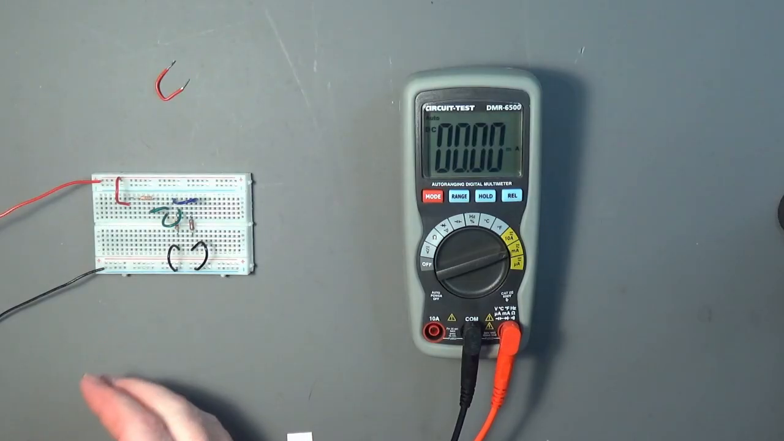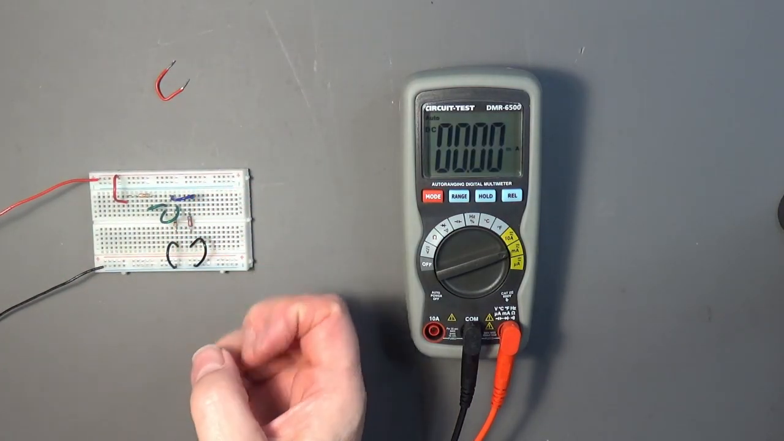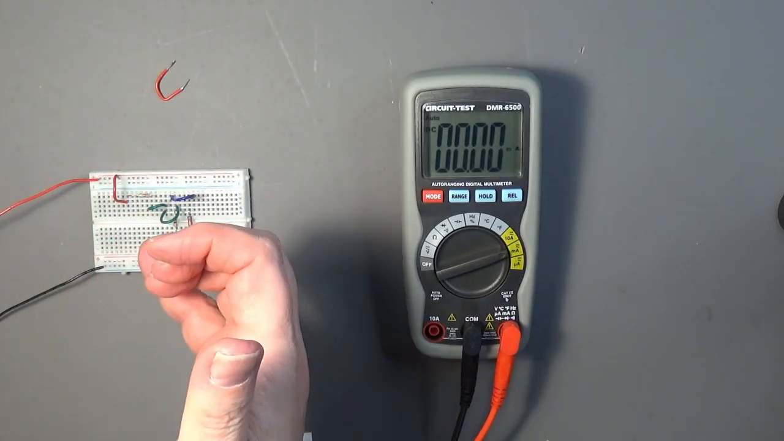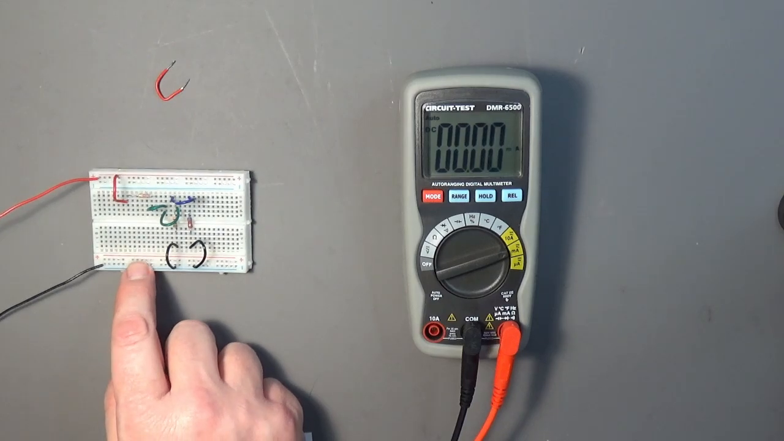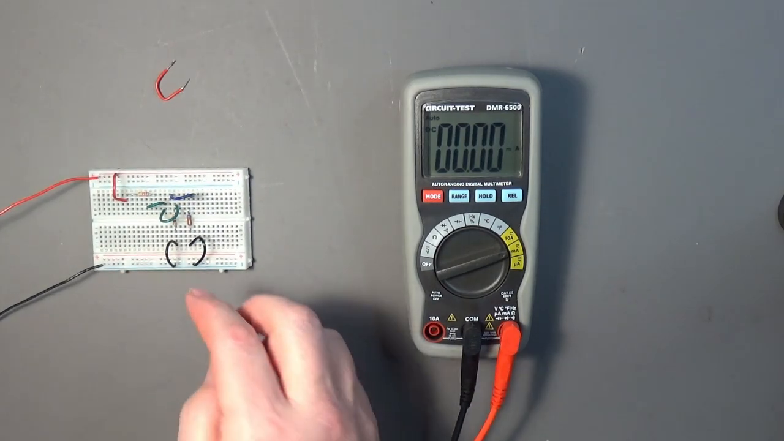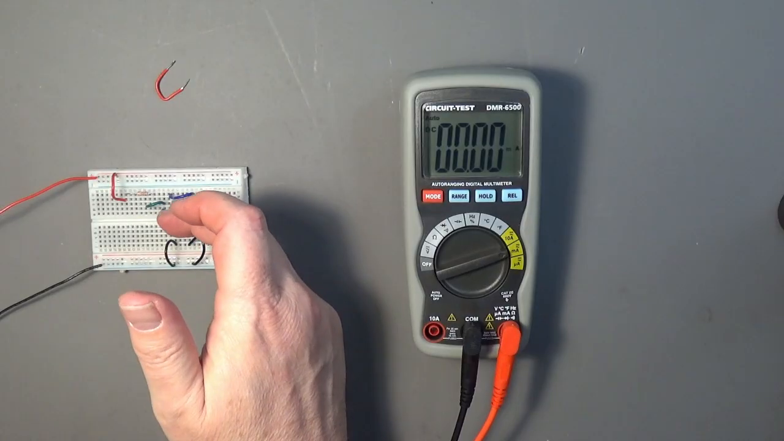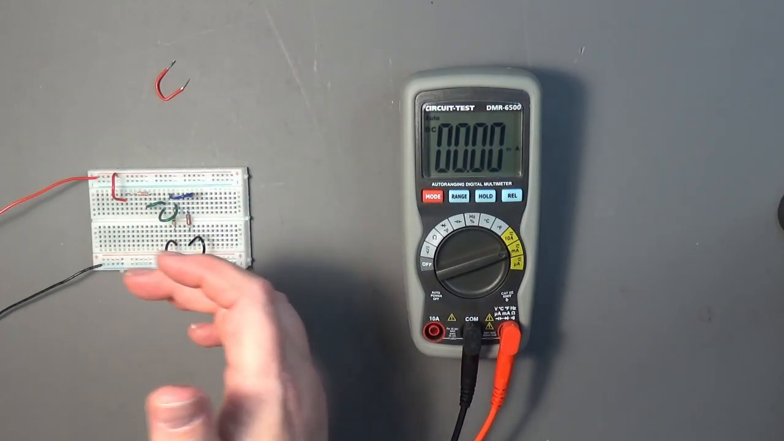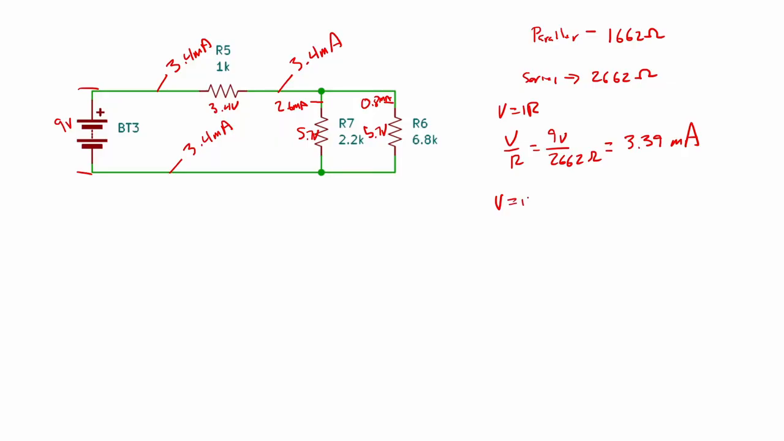But what we can see is that this parallel piece is acting like one resistor in a series circuit. So the current at this point, and at this point, and at this point is the same. However, if we measure the current going through these two resistors, it's going to be different, because just like in a parallel circuit, one will have more current going through it than the other if they're different values.